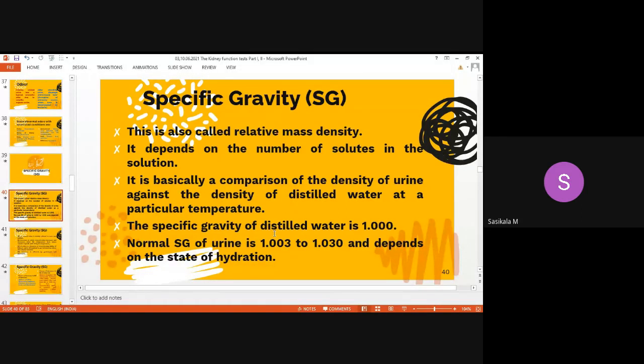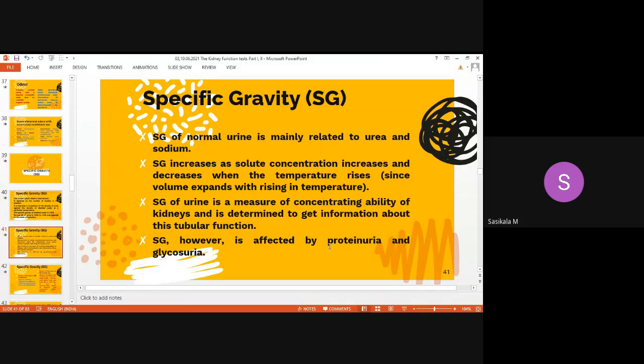So increased specific gravity represents dehydration of urine, and if it is reduced, it represents overhydration. It decreases when the temperature rises, since the volume expands with rising temperature. When we increase the temperature, solutes will definitely go into solution easily, that's why the volume expands. So SG decreases. It is directly proportional to solute concentration and inversely proportional to temperature.